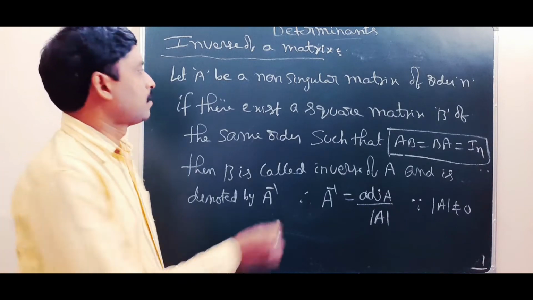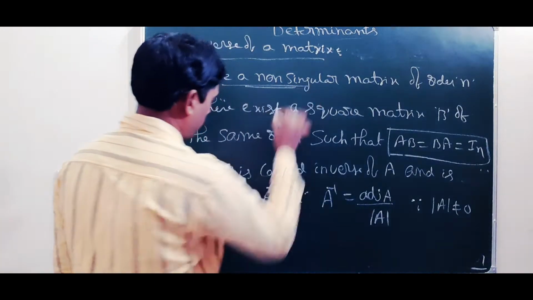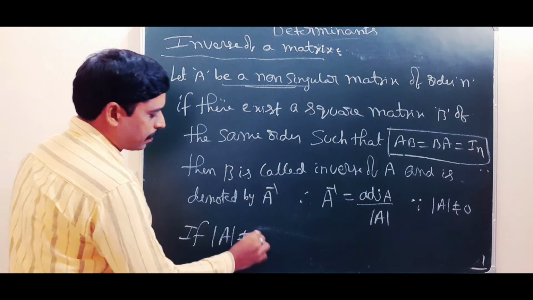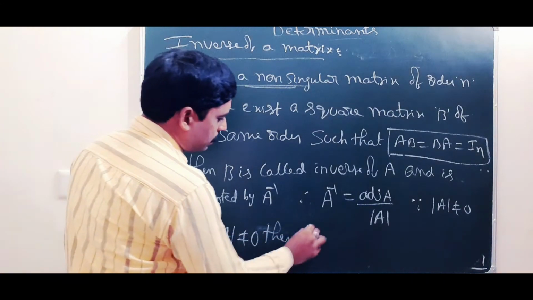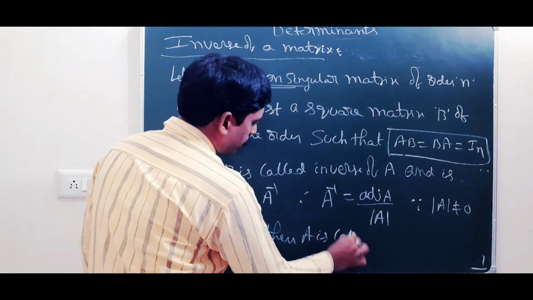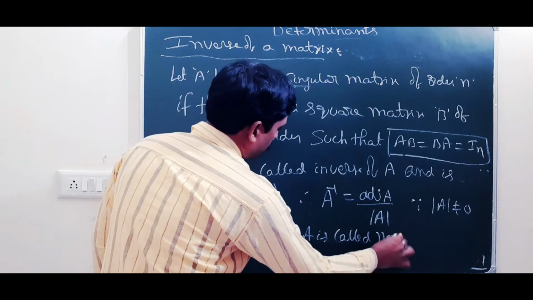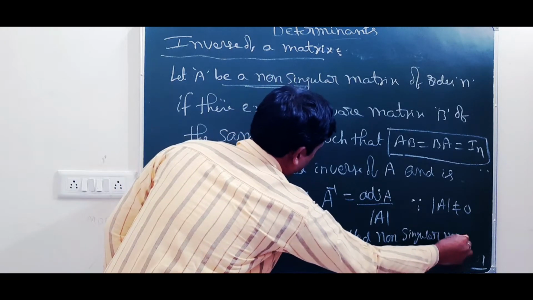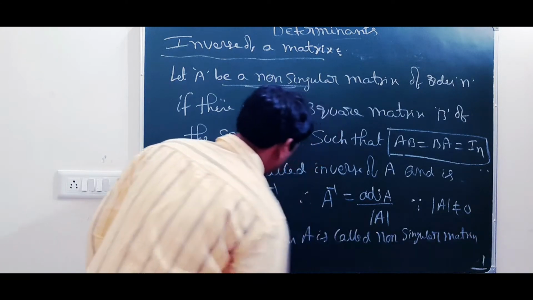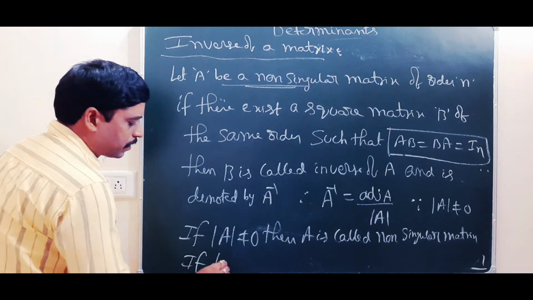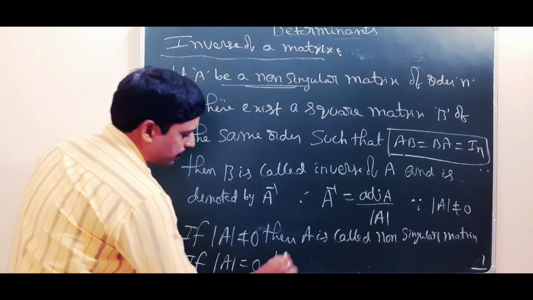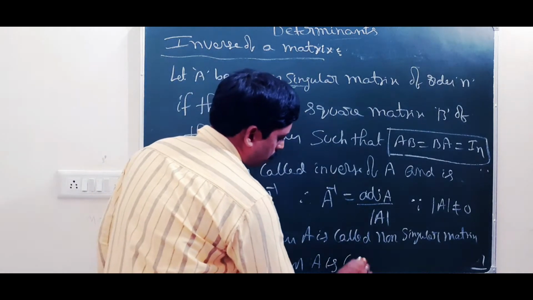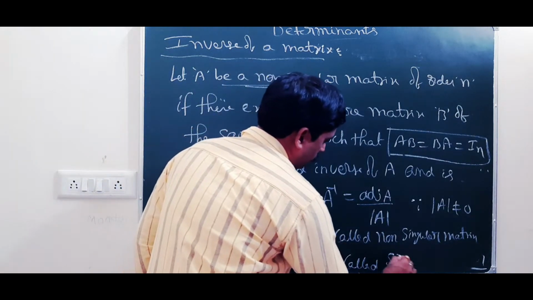What is a non-singular matrix? If det A is not equal to 0, then A is called a non-singular matrix. Okay, if det A is equal to 0, then the matrix A is called a singular matrix.